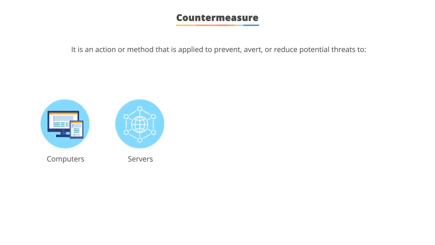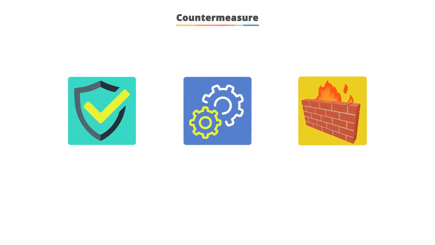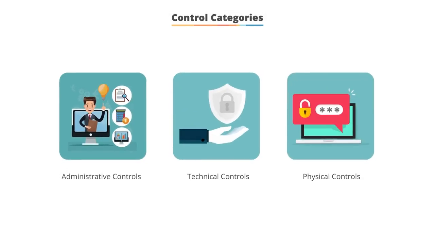On the other hand, a countermeasure is an action or method that is applied to prevent, avert, or reduce potential threats to computers, servers, networks, operating systems (OS), or information systems (IS). Countermeasure tools include antivirus software and firewalls. It is put into place to mitigate or reduce the potential risk. The three controls are as follows.